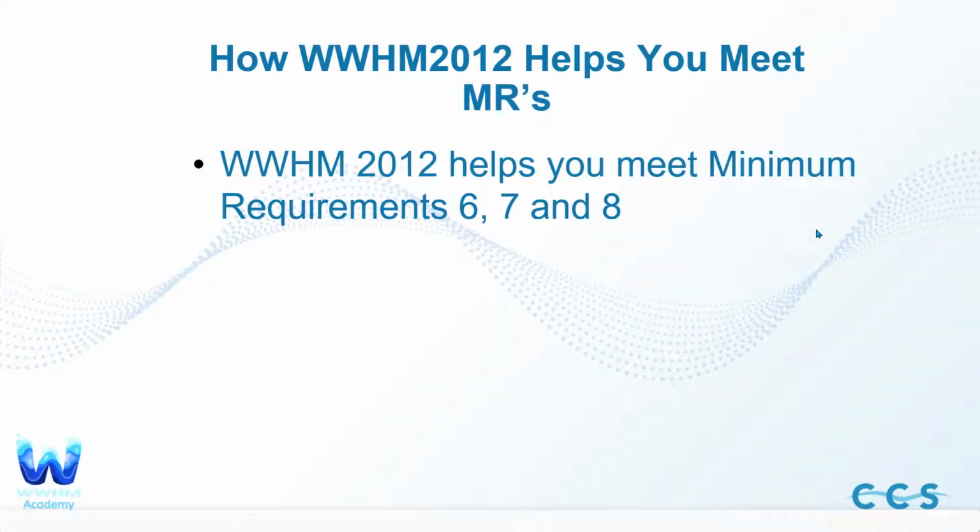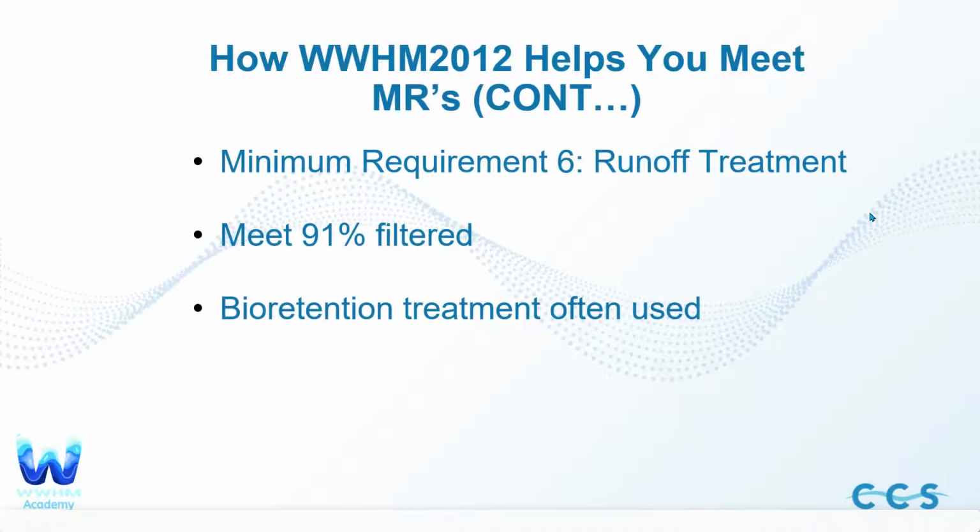So how can WWHM 2012 help you meet those minimum requirements? I'm going to get into that here. The first one we're going to look at is minimum requirement number 6, which is runoff treatment. It's not the one we're going to do the modeling scenario on, but minimum requirement number 6. What we're trying to do in WWHM 2012 a lot of the time is meet 91% filtered for that certain runoff treatment, and we often use a bioretention facility to do this. You want to meet that 91% filter.